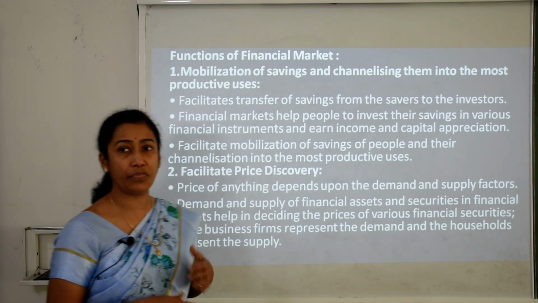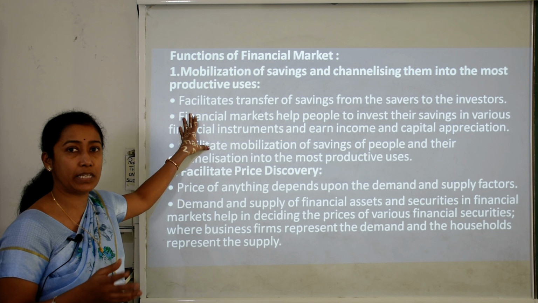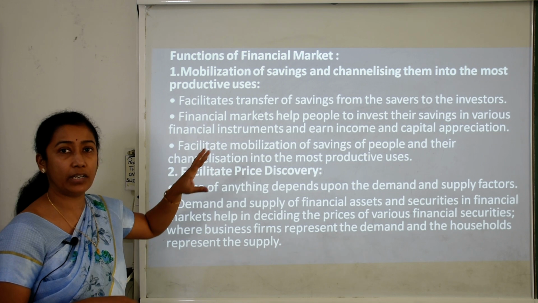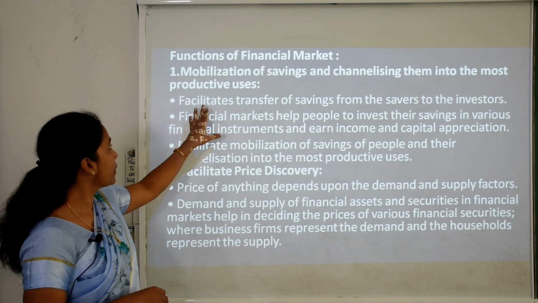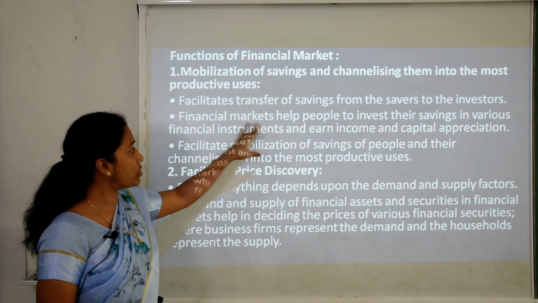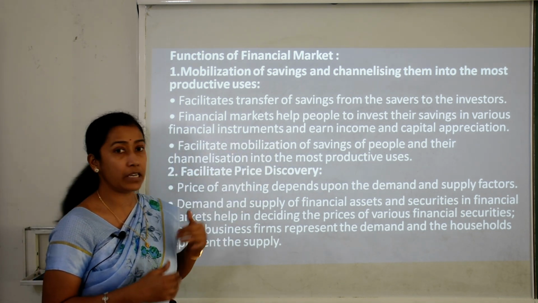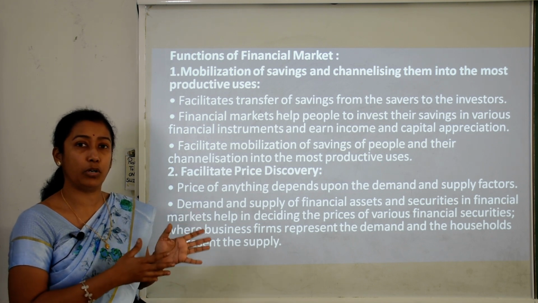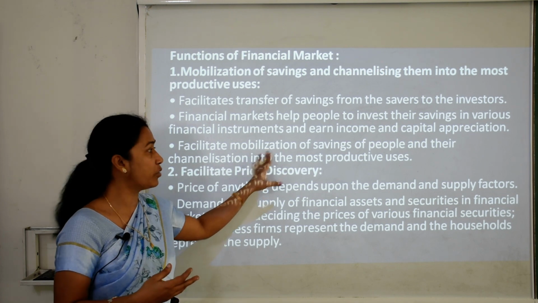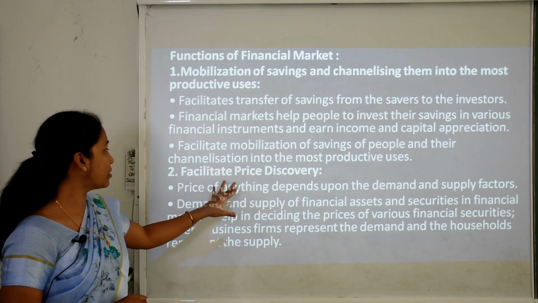Now what are the functions of this financial market? The first function, as I said, is that it facilitates the purchase and sale of securities. The first function of the financial market is mobilization of savings and channelizing them into the most productive uses. So it facilitates transfer of savings from savers to the investors. It also helps people to invest their savings into various financial instruments and earn income and capital appreciation. That means it belongs to various investors. It also helps in movement of savings of people and their channelization into the most productive use.